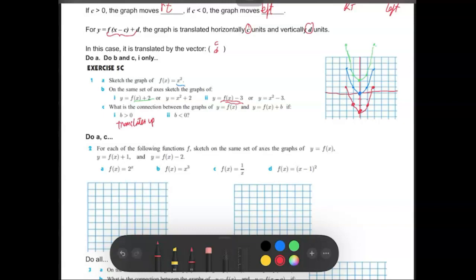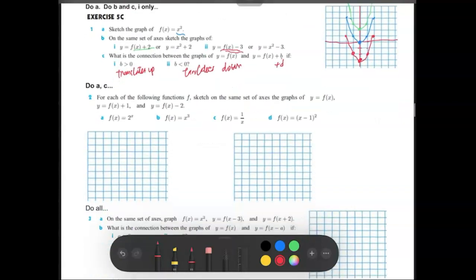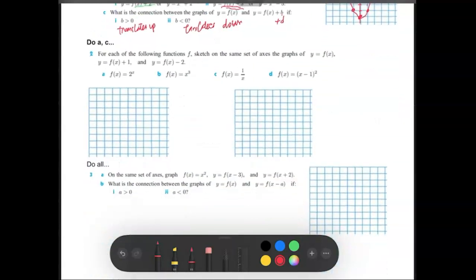And if b is less than 0, it translates down, okay? And remember, in our original function we used the d here instead of b, right? Okay, and let's move down a little bit. So we're going to do a, and we're going to do c.